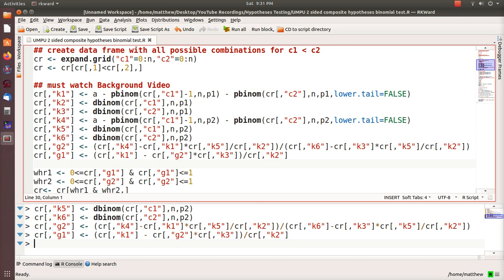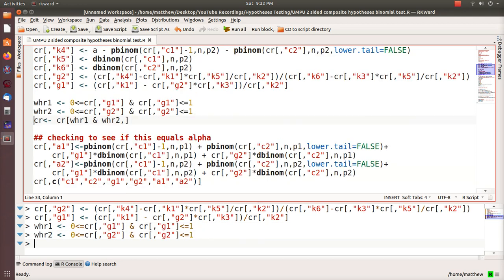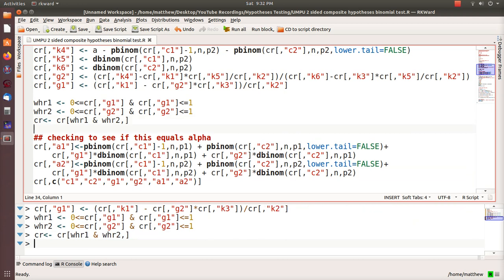Now we have lots of rows still, but we can only keep the gamma 1s and gamma 2s that are between 0 and 1 because it's a test function. And then that just created unique bounds for this test.